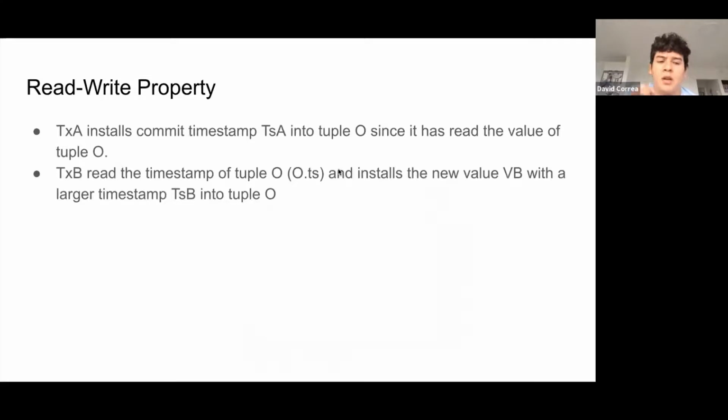For the read-write property, we have transaction A install a commit timestamp TSA into tuple O, since it has read the value of O. And then transaction B reads the timestamp of tuple O and installs the new value V with a larger timestamp B into tuple O.